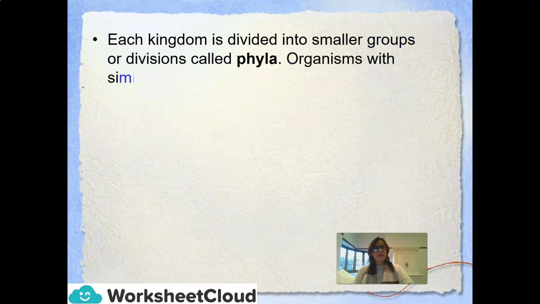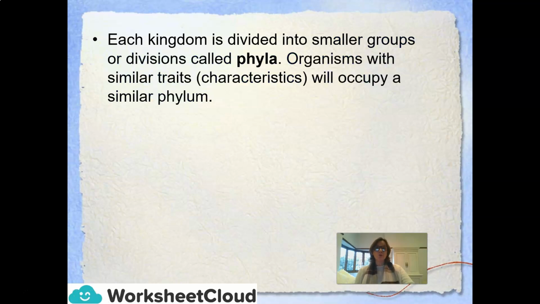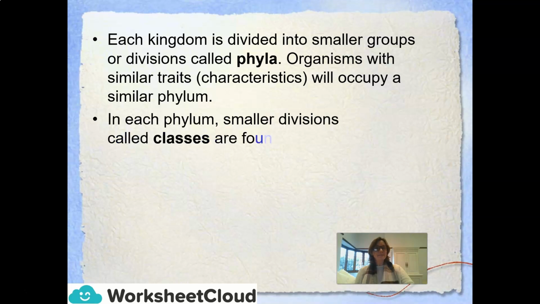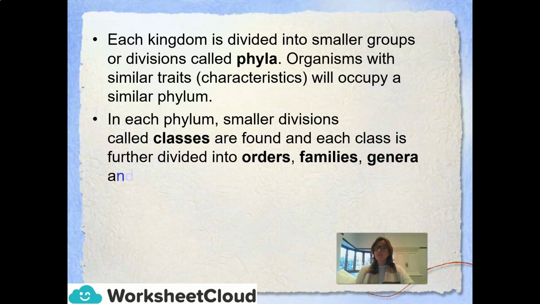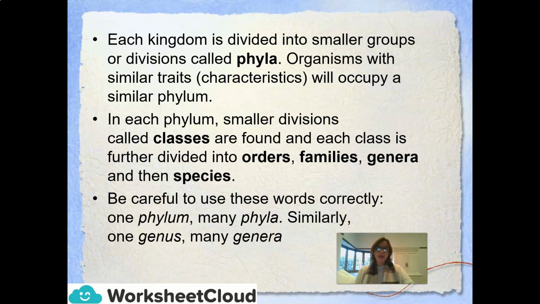Now, each kingdom is divided into smaller groups or divisions called phyla. These are organisms with similar traits or characteristics, and they all occupy a similar phylum. In each phylum, smaller divisions called classes are found, and each class is further divided into orders, families, genera, and then species. Now, be very careful to use these words correctly, grade 7s. One phylum, many phyla. Similarly, one genus, many genera.